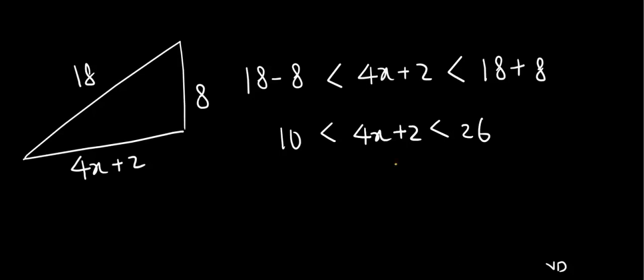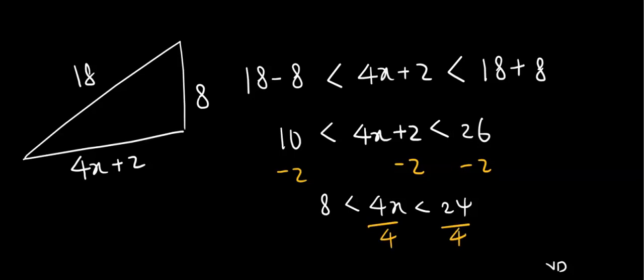Let's continue. We're going to minus 2, minus 2, minus 2. So 4x is less than 26 minus 2 gives us 24, and this gives us 8. We're going to divide by 4, divide by 4, divide by 4. Here's a smudge. Let's erase it. Alright, so x is greater than 8 divided by 4, that's 2, and less than 6.